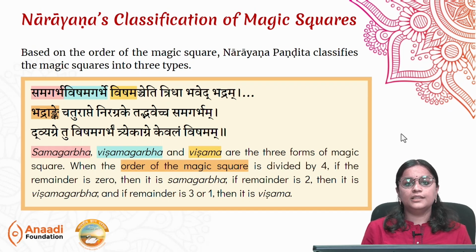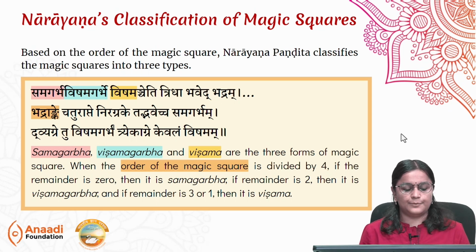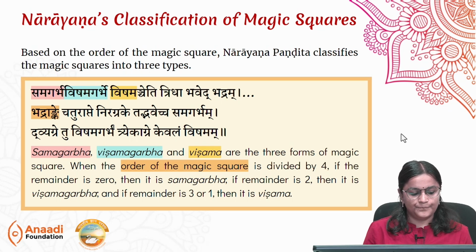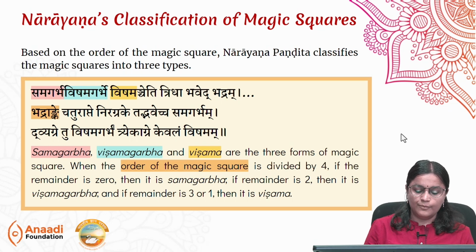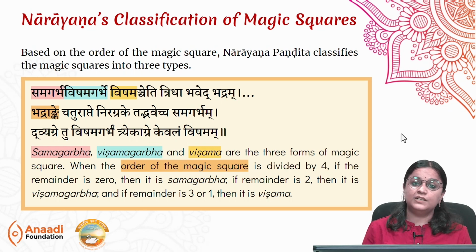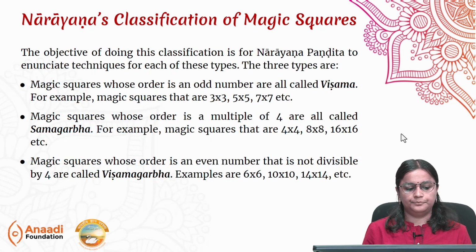So, as you may have seen in the previous lecture, based on the order of the magic square, Narayana Pandita has classified magic squares into 3 types. We will quickly look at these. The 3 types are Samagarbha, Vishamagarbha and Vishama. When the order of the magic square is divided by 4 and the remainder is 0, that is called a Samagarbha. If the remainder is 2, it is called a Vishamagarbha, and when the remainder is 3 or 1, then it is called a Vishama. These 3 types are classified by Narayana Pandita in his text.